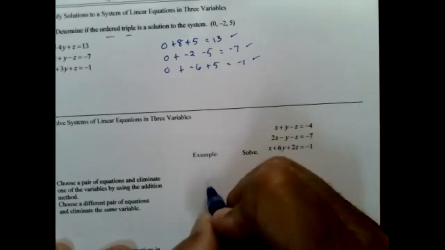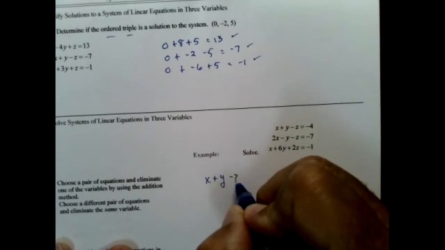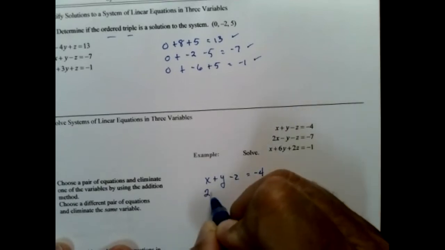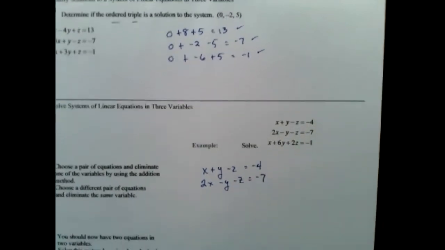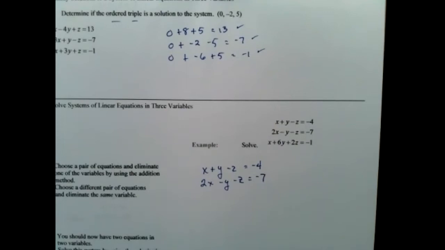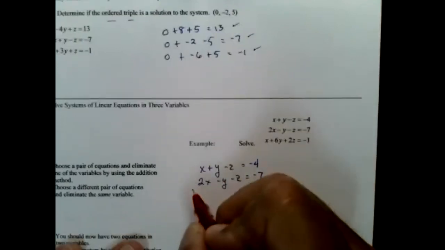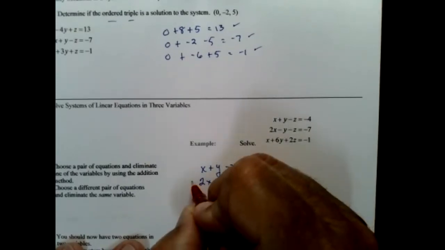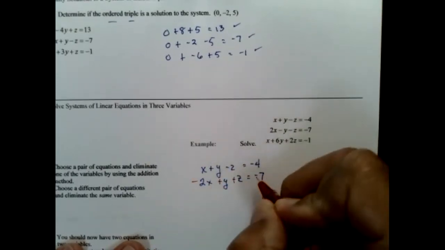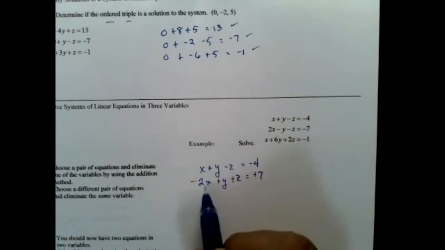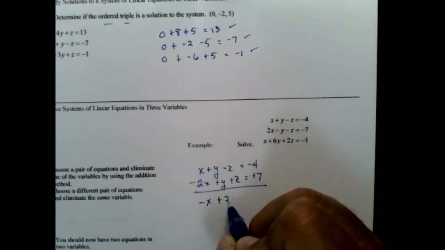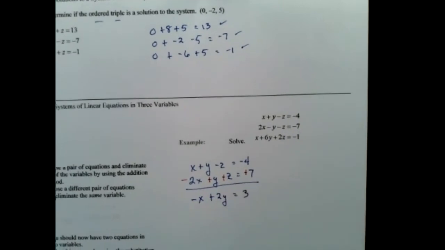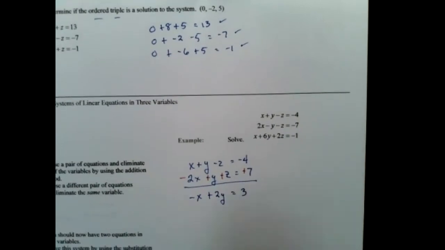So I'm going to start with this first one. X plus Y minus Z equals negative 4. And 2x minus y minus z equals negative 7. If I want to get rid of the z, this is really good because I can multiply everything by negative 1. And when I add those 2, I get negative x plus 2y equals 3. Okay, I picked row 1 and row 2.